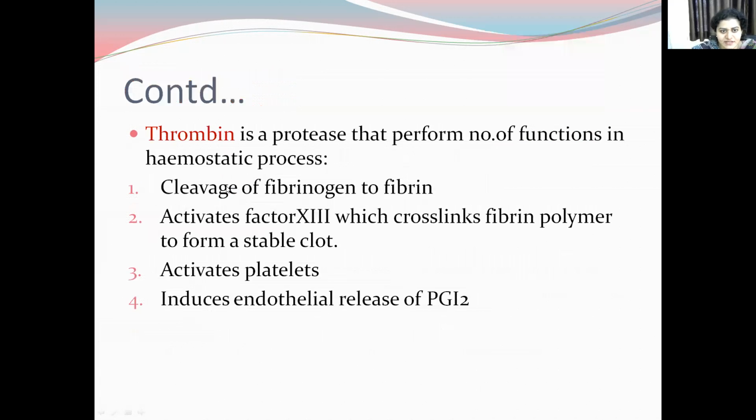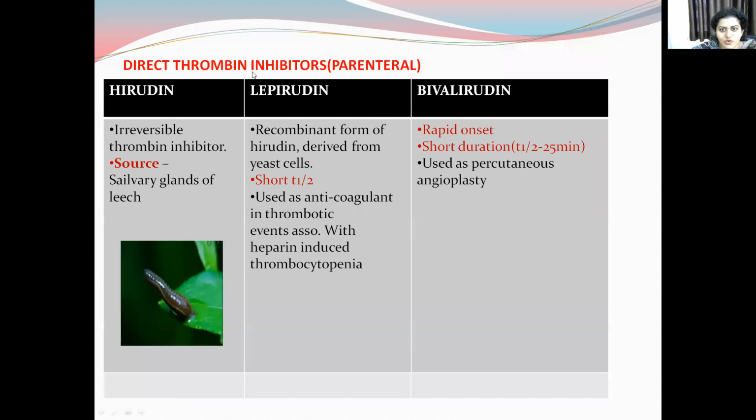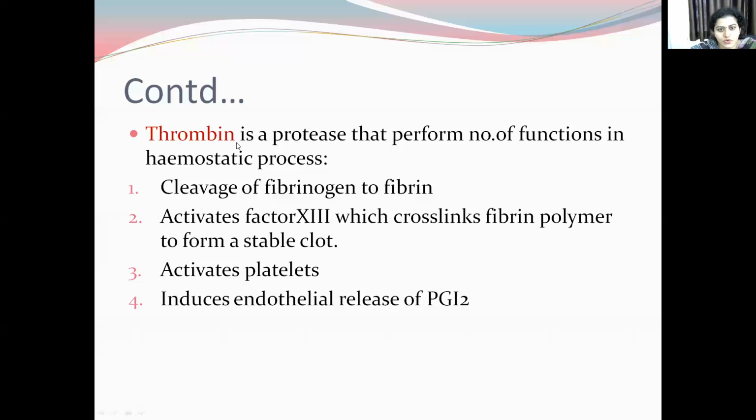So the next classification of drugs is direct thrombin inhibitors. Thrombin is factor 2A, so they directly inhibit factor 2A. Before going for classification, all should know what the role of thrombin is. Thrombin is a protease that performs a number of functions in the hemostatic process. The first function is cleavage of fibrinogen to fibrin.